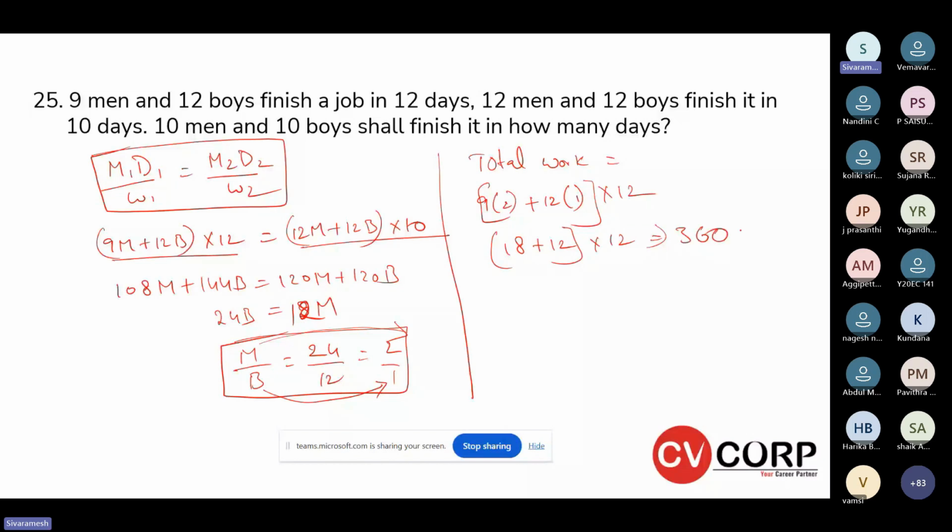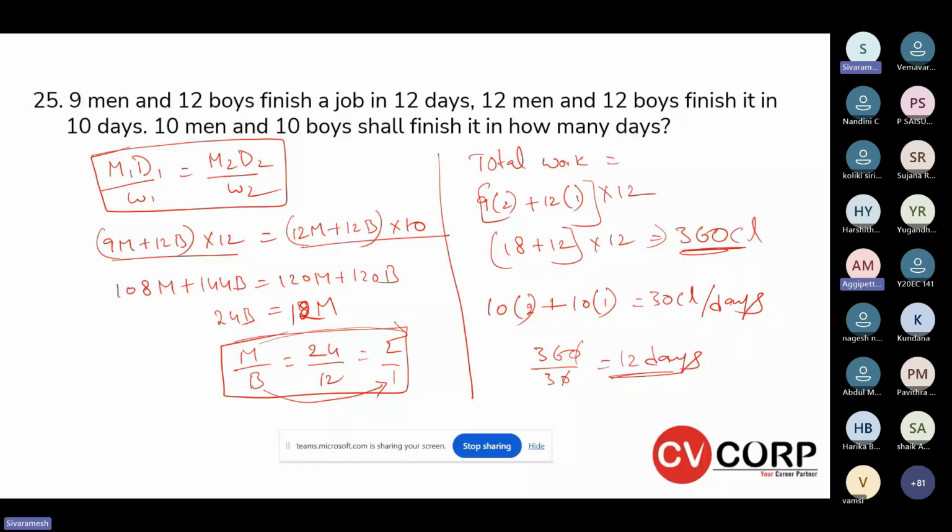Now they are asking us to find in how many days 10 men and 10 boys can eat these 360 chocolates. Each man can eat 2 chocolates, so 10 into 2 is 20, plus 10 boys, each eating 1 chocolate, so the total is 20 plus 10, which is 30 chocolates. They can all eat 30 chocolates per day. So to complete these 360 chocolates, it takes 360 by 30, which is equal to 12 days. So the answer is 12 days.